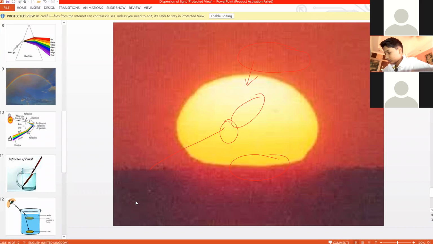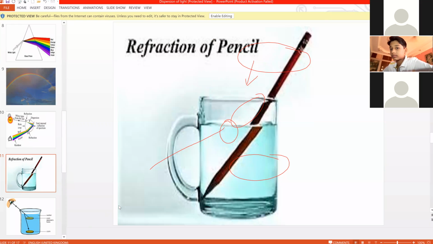Okay. So refraction, generally we will notice this refraction in our daily life also. For example, you can see the images here. So this is the image of refraction.